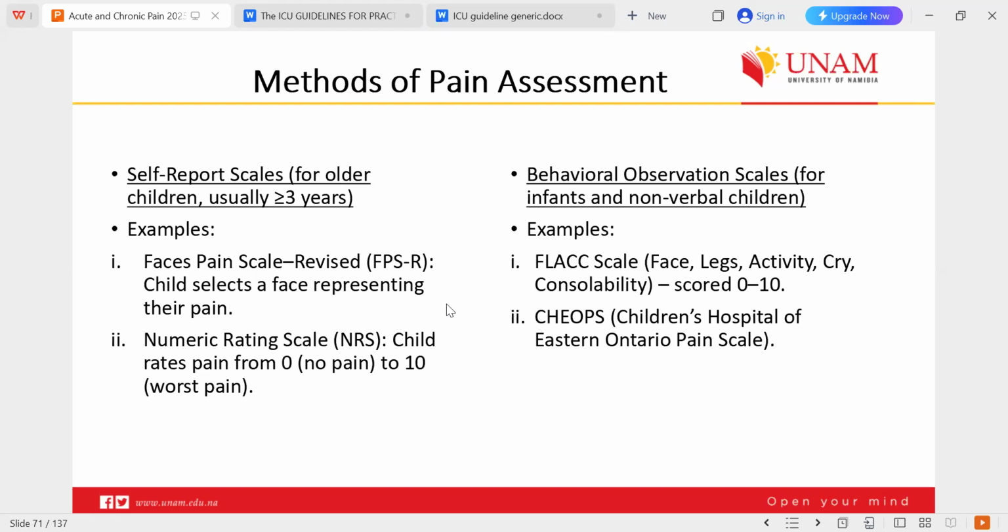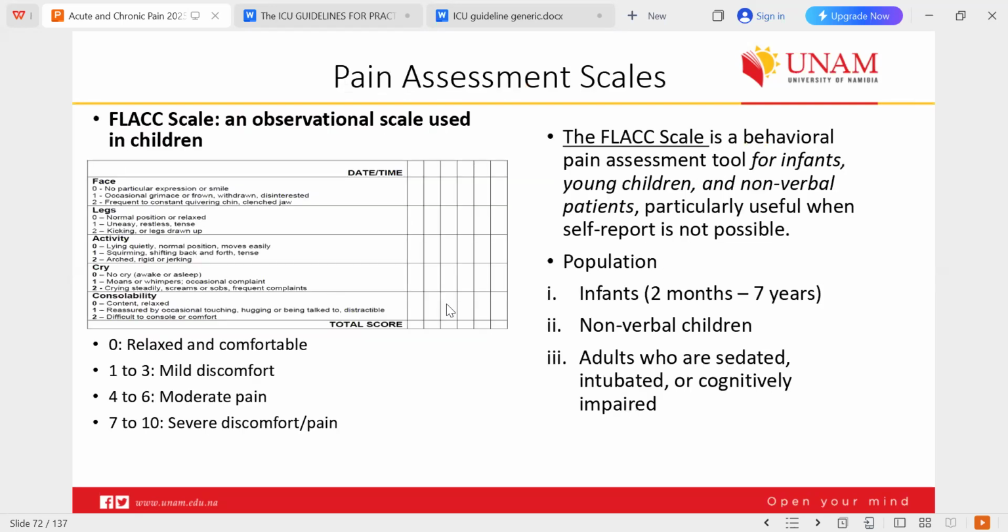Under self-report, we have the FACES pain scale revised, all right? And we have the numerical rating scale, especially for the older children. For infants and those who cannot verbalize their pain, we use the FLACC scale. It represents face, legs, activity, cry, and consolability. And we have the Children's Hospital of Eastern Ontario pain scale, the CHEOPS. So basically, these are the different types of pain assessment tools we use in children. So the first one we're going to look at is the FLACC scale.